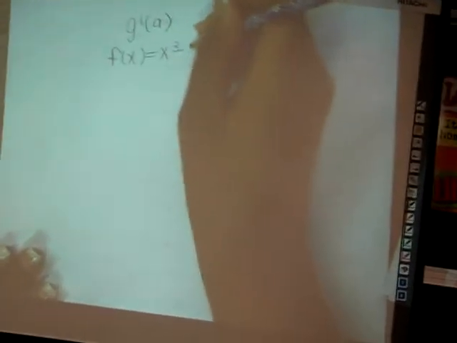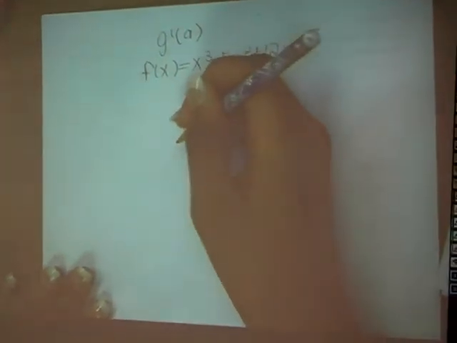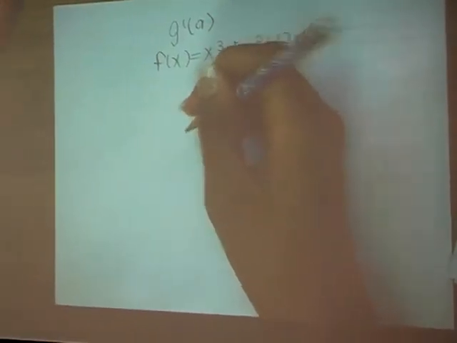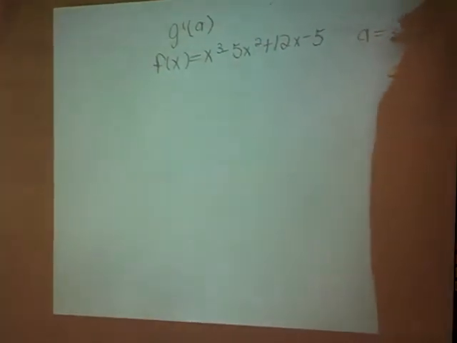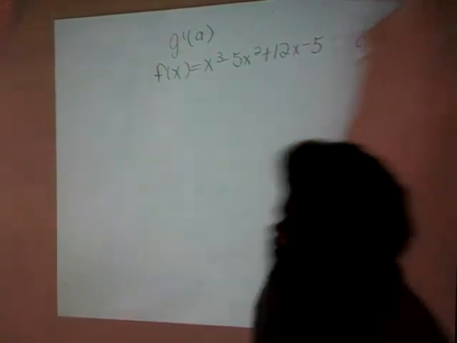I'm finding the derivative of the inverse function, which I'm gonna put as g prime of x. The function is f of x equals x cubed minus 5x squared plus 12x minus 5. First I have to find g prime of x. Oh, a equals 3. So I'll take over from here.